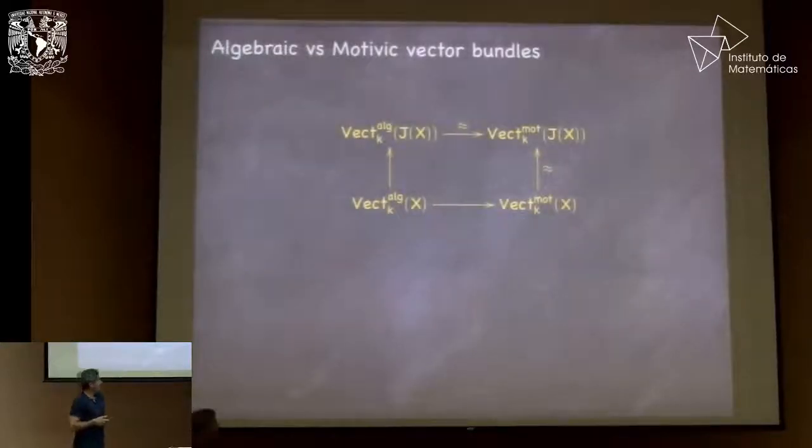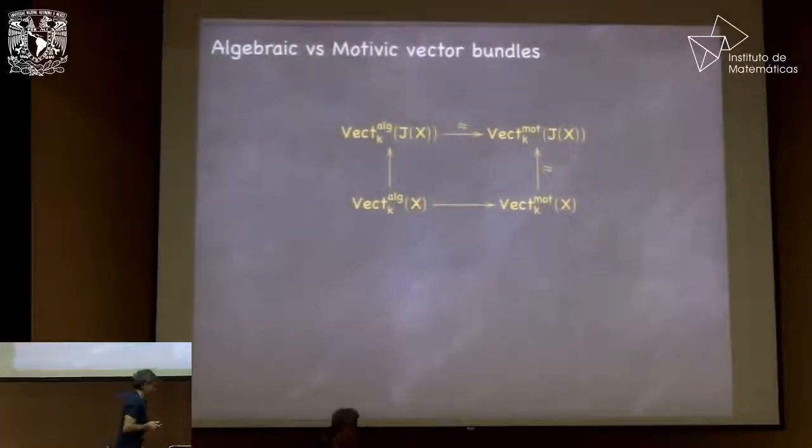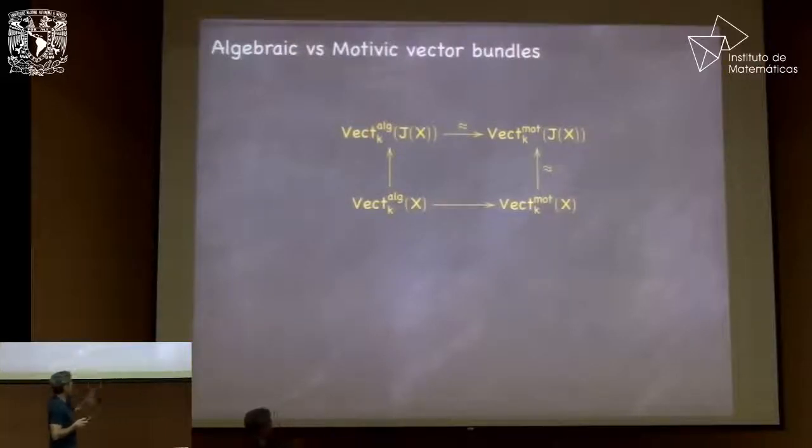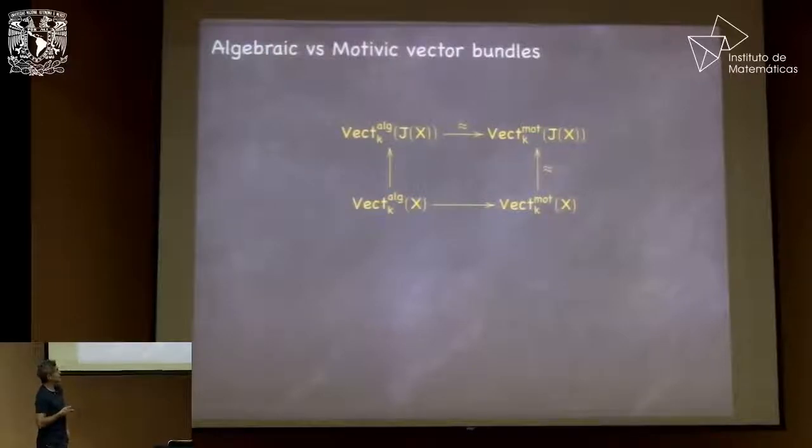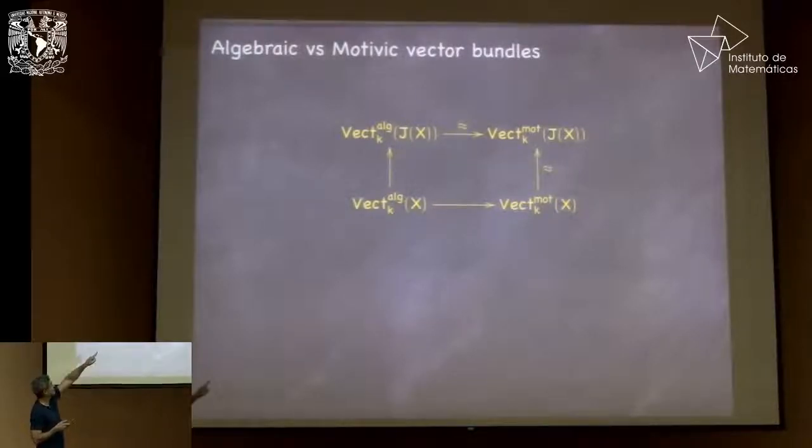So that lets us build this little diagram. We have motivic vector bundles on a smooth variety. Because the Jouanolou device is homotopy equivalent, that's the same as motivic vector bundles on the Jouanolou device. And that, by the theorem of Morel and Asok, Hoyois, and Wendt, is the same as algebraic vector bundles on the Jouanolou device.